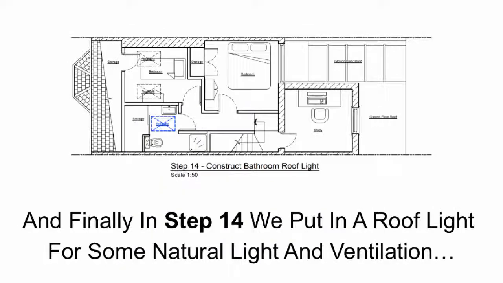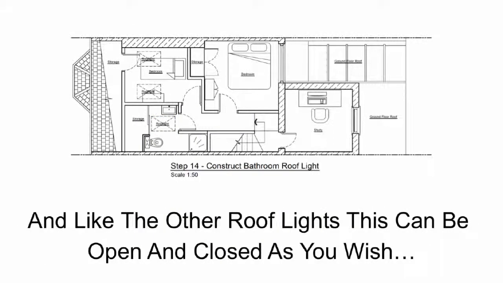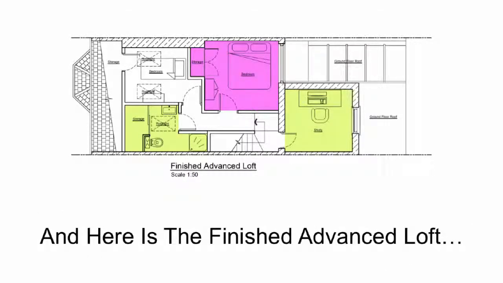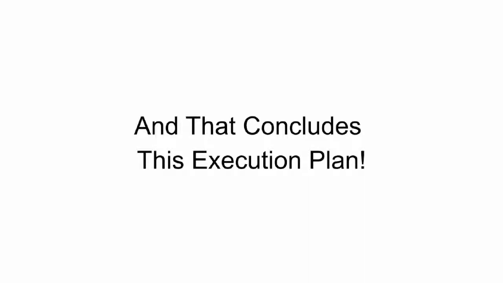And finally, in step 14 we put in a roof light for some natural light and ventilation, and like the other roof lights, this can be opened and closed as you wish. And here is the finished advanced loft. And that concludes this execution plan.